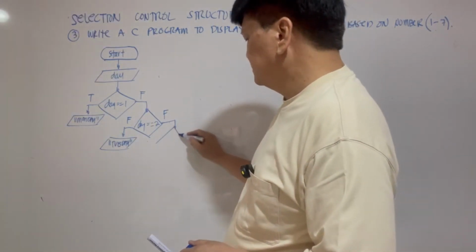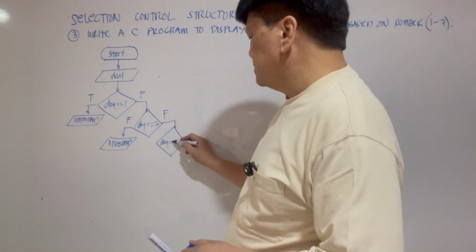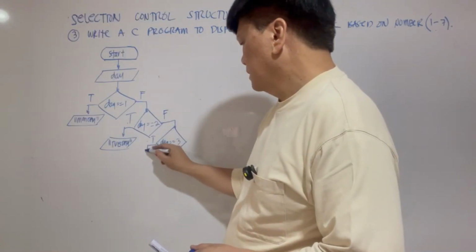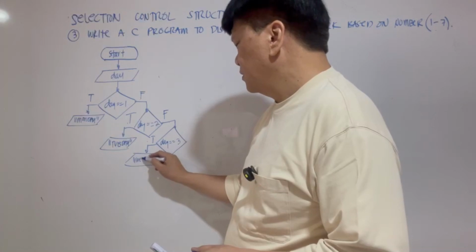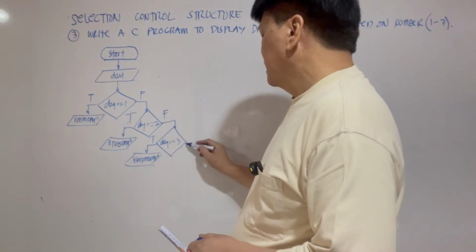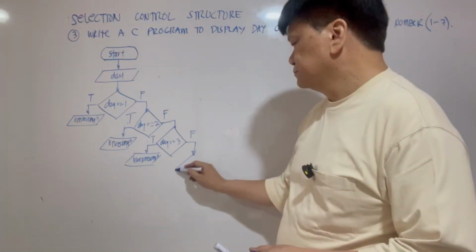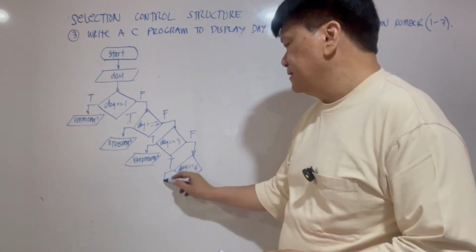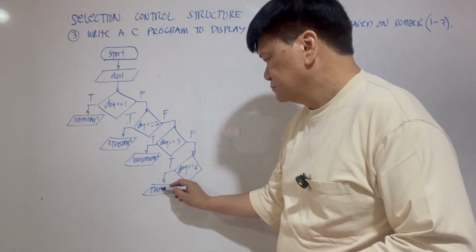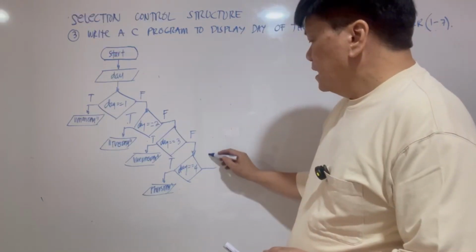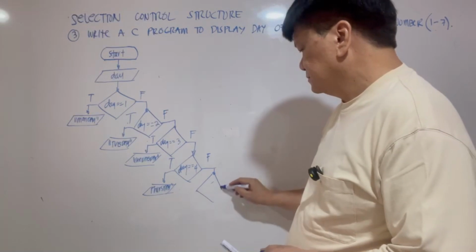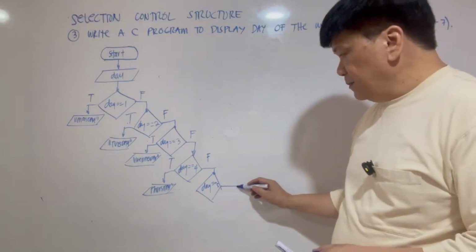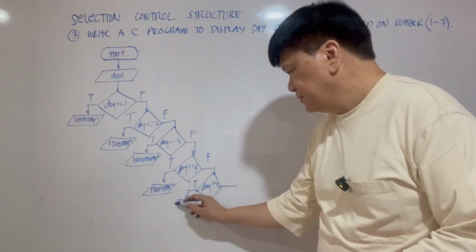If false, we test again if day is equal to 3. If it is equal to 3, we'll output the word Wednesday. If it is false, another test: is day equal to 4? If it is true, then output Thursday. If it is false, then you test, is it equal to 5? If it is true, let's output Friday.